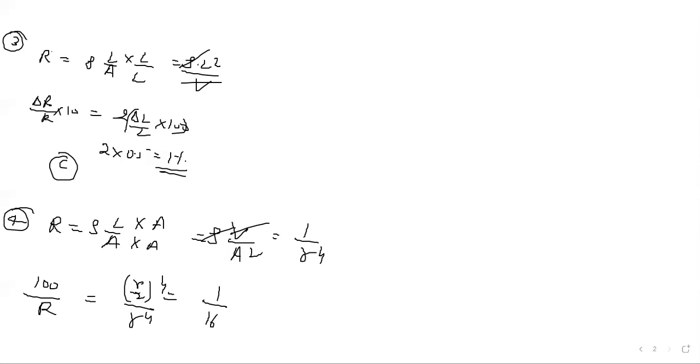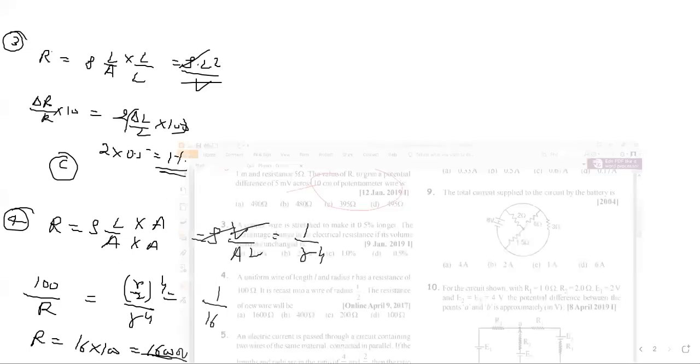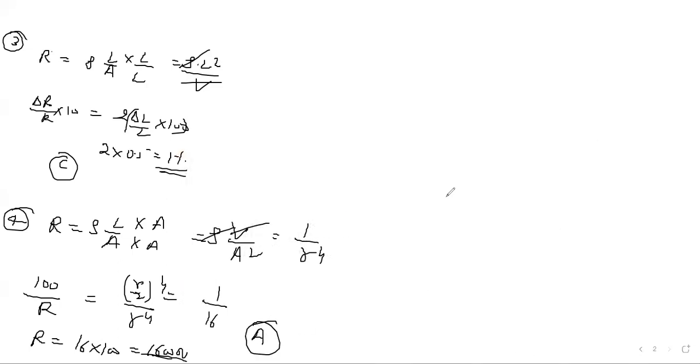1 by 16. Correct. So that should be your answer. What is the answer? R should be equal to what? 16 times 100. So this becomes 1600 watt ohm. Correct? Okay. So for this question, the correct answer will be Alpha, the first option.